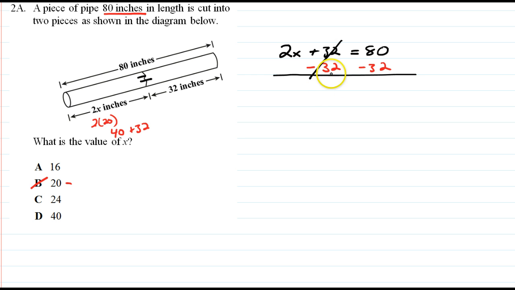So this becomes 0, which we don't need to write, and so we get 2x equals, and now we subtract the 32 and get 48. Now divide both sides by 2, and x equals 24. So you can either guess and check, plug them in, show the work, or you can solve it this way, your choice.